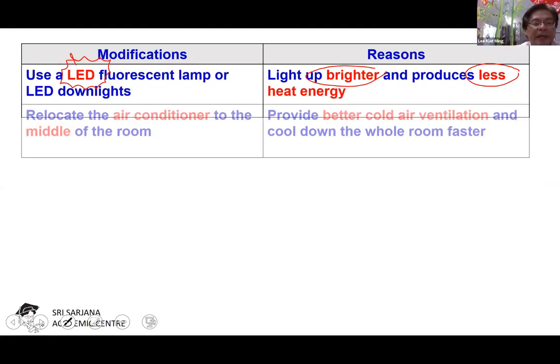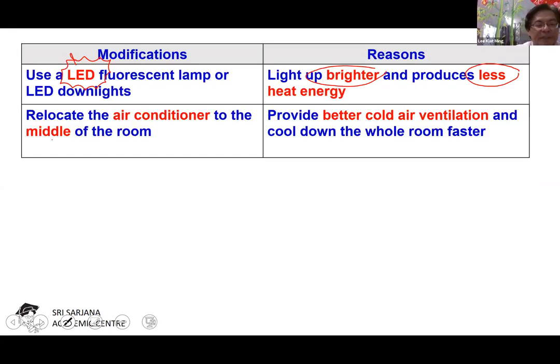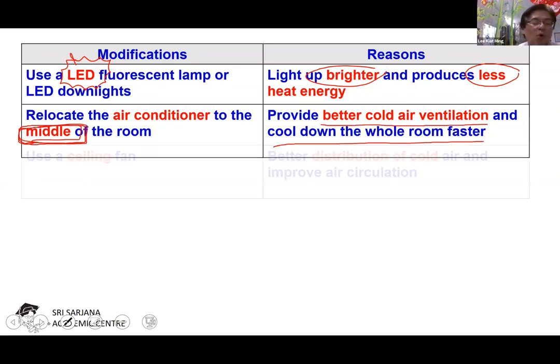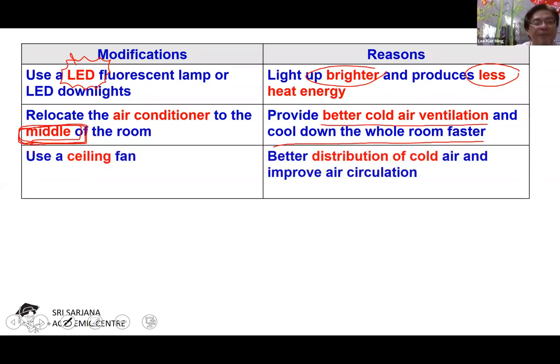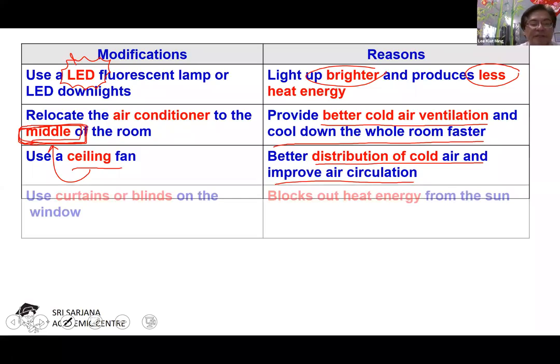And we put the air conditioning, if possible, in the middle. That's why normally people put the ceiling type of aircon right in the middle. You go to the bank, they all put the ceiling type right in the middle, so that it will give better cold air ventilation, to ensure the whole room can be cooled down faster. Ceiling fan is also normally placed right in the middle, clear? Better distribution of cold air, and this will improve air circulation or air ventilation.